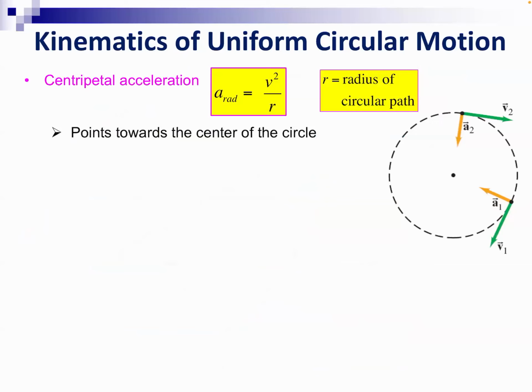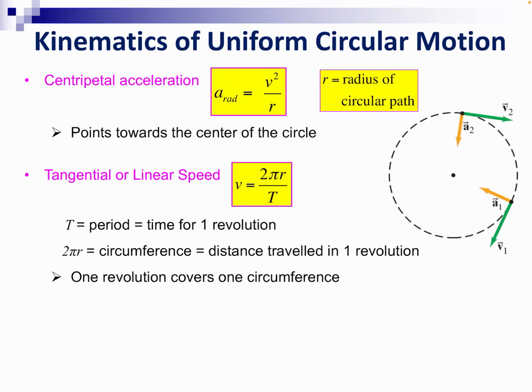All right, this acceleration should be related to the speed. The radial acceleration is equal to v squared over r, where r is the radius of the circular path, and v is the speed of the rotation. Right. How do we define this speed v? We call this the tangential or linear speed.